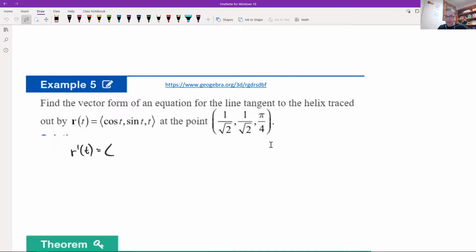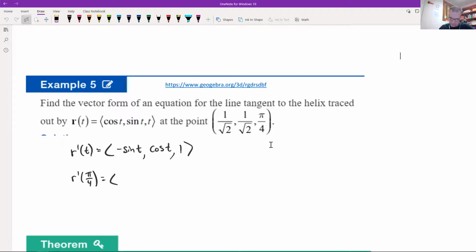We go component wise. We take the derivative of cosine with respect to t, and we get negative sine. We take the derivative of sine and get cosine, and we take the derivative of t and get 1. And now we have a good direction vector. So if we wanted to find the actual direction vector at the point that we're given, we would do r prime evaluated at t equals pi halves, or pi fourths, sorry.